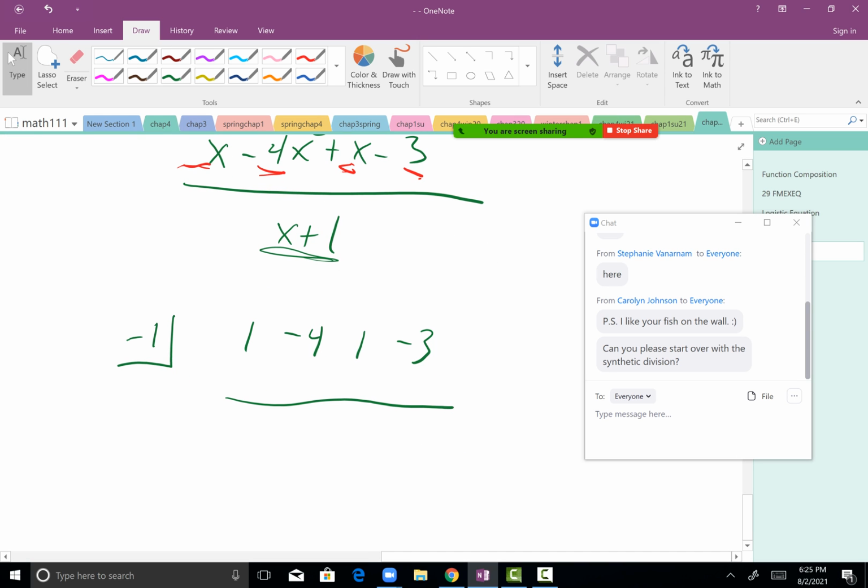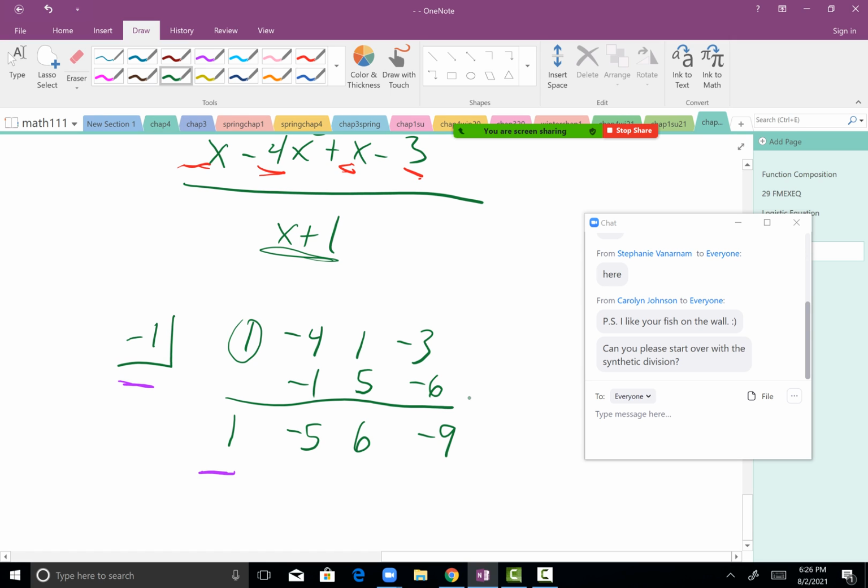So now, here's how synthetic division works. First thing you do is bring down this number. You always bring that down. Now you multiply this number and this number, so that gives you negative 1. And now we're going to add. So negative 4 and negative 1 give us negative 5. And we're going to repeat that. So now we're going to take negative 1 times negative 5, which is a positive 5, and that's going to go there. And we're going to add. Now we're going to repeat that. Negative 1 times 6 is negative 6, which gives us negative 9.